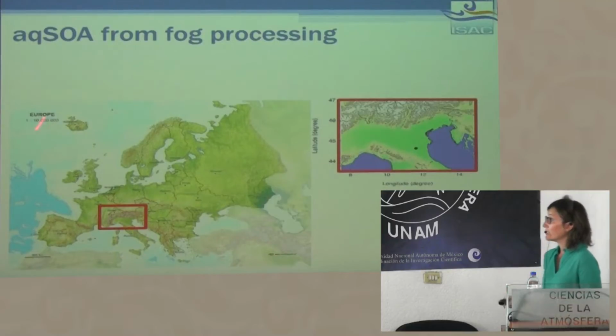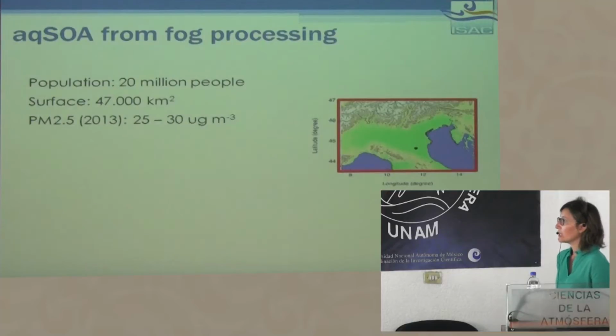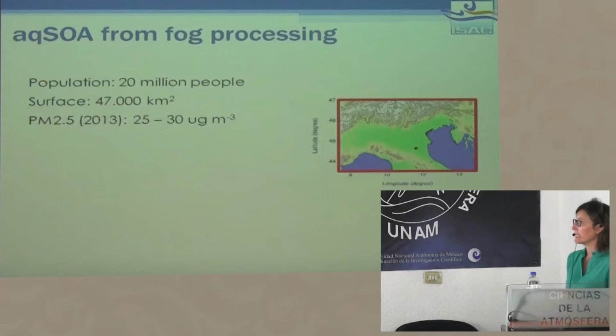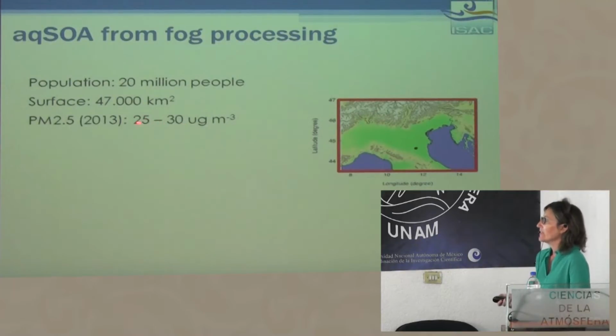The Po Valley, this is a map of Europe. This is Italy, and the Po Valley is here, in northern Italy. It's surrounded to the north by the Alps and to the south by the Apennines. So we have a population of 20 million people over the entire valley and a surface of 47,000 square kilometers. I report here also the annual average PM2.5, which ranges in the urban areas, but I have to say there are not big differences between urban and rural areas here.